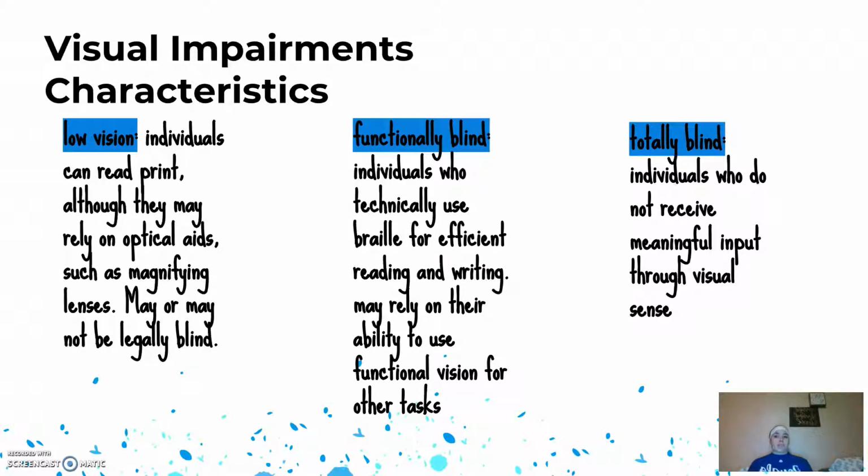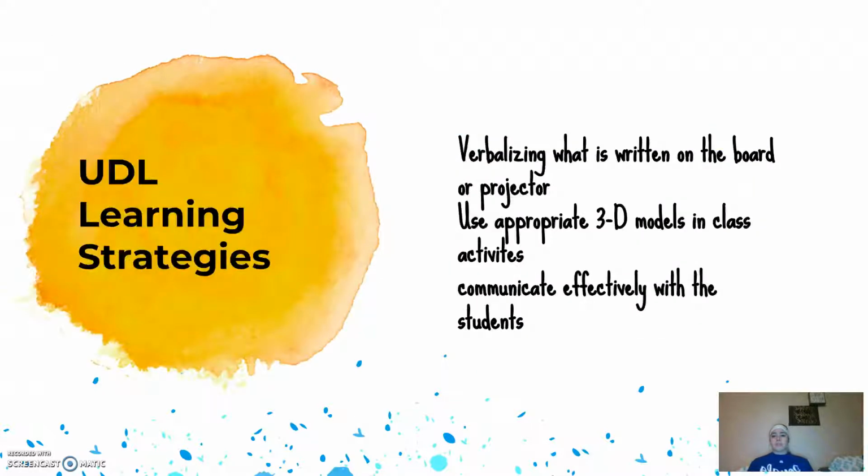And then there is totally blind. So these people, they don't really receive any meaningful input through their visual sense. And then the UDL learning strategies, you can verbalize everything that is written on the board or shown on the projector. You could use appropriate 3D models in class activities, and then you can communicate effectively with the student and also their IEP team, the student improvement team, I'm sorry, as to what the students' needs are.